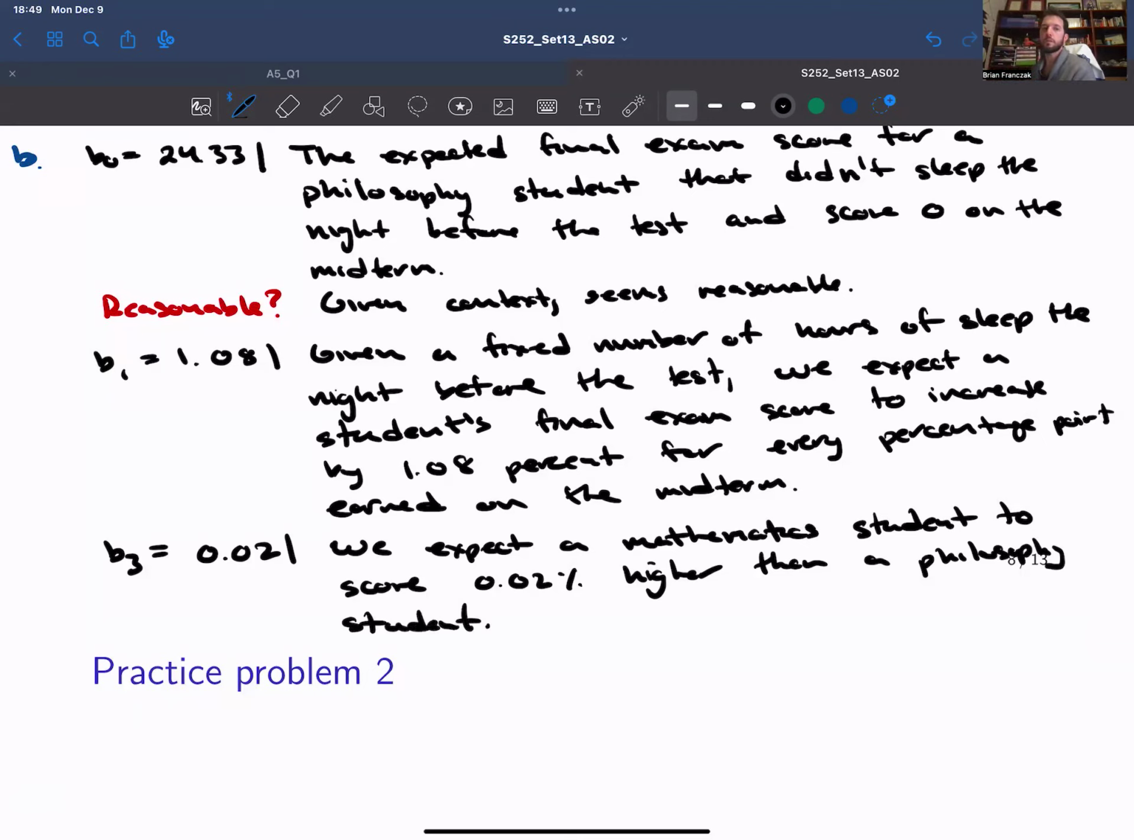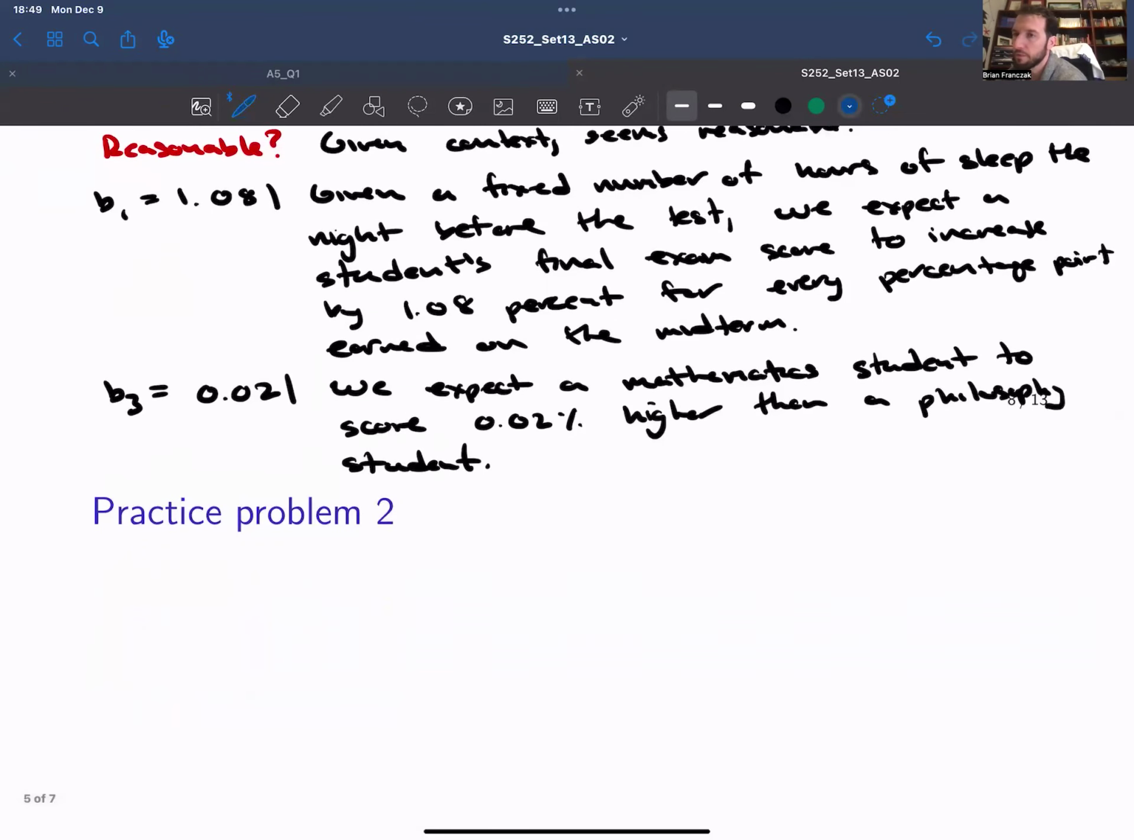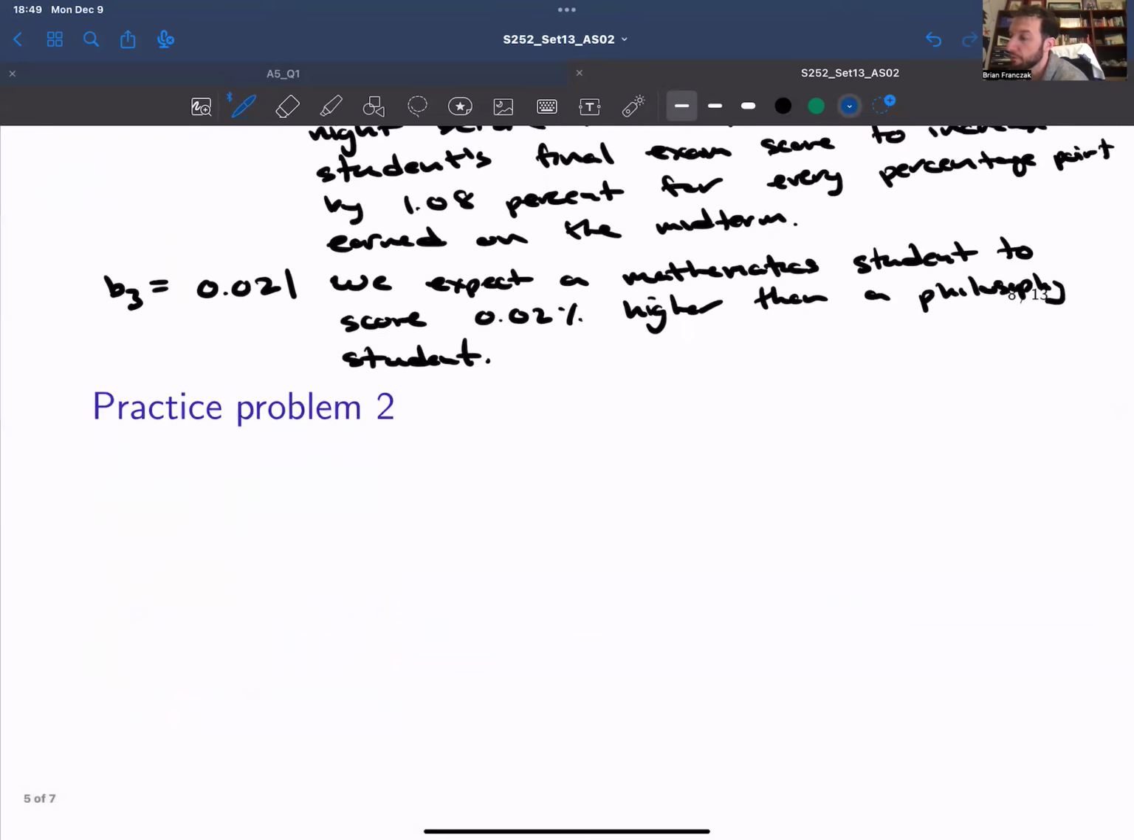Right, so interpreting the indicators is pretty straightforward. You interpret the slope as a shift from one level to the other. So as we move from being a philosophy to a mathematics student, that is from the 0 to the 1 level, we expect an increase of 0.02%. So a very modest difference, which is basically implying there isn't much of a difference between how you score on this particular test if you're in math or in philosophy, because the test is likely not a specialized math or philosophy test.